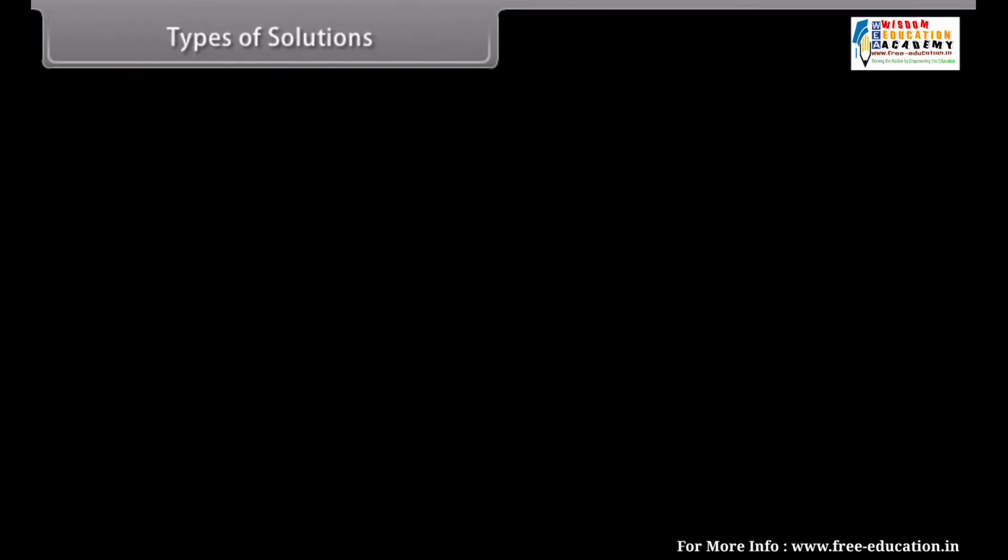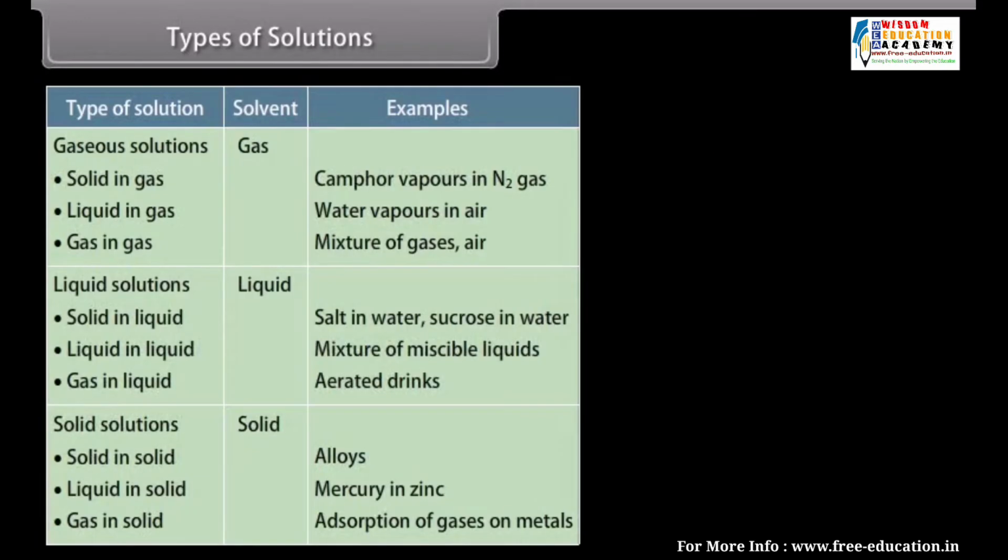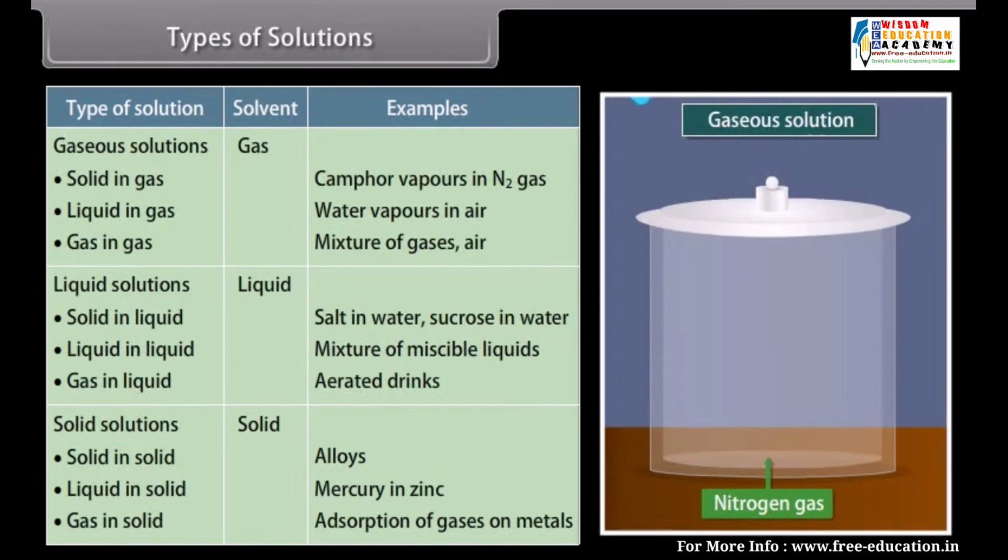Types of solutions. In a binary solution, components can be either solid, liquid, or gas. There are three types of solutions: gaseous solutions, liquid solutions, and solid solutions. In gaseous solutions, gas is the solvent.